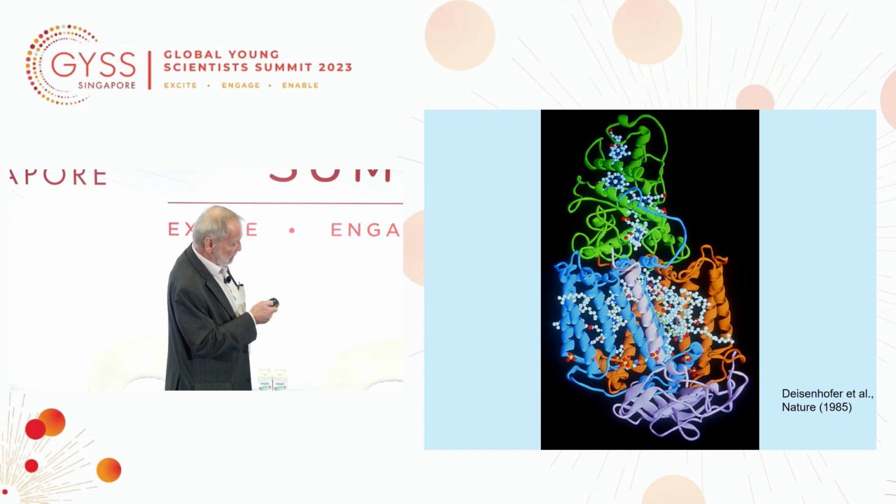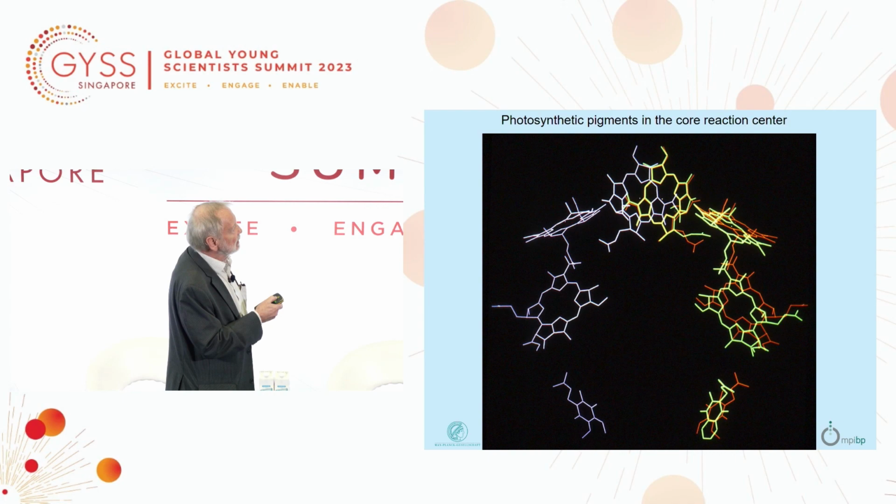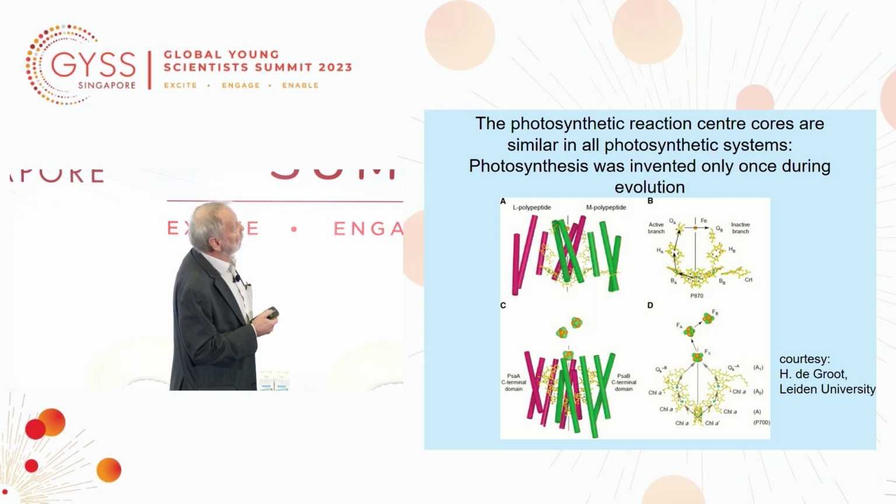If we look at the photosynthetic pigments, we have here the primary electron donor, also called the special pair. When it gets excited, an electron leaves the donor, jumps onto bacterial chlorophyll, then onto a bacterial pheophytin, then onto the first quinone, and then onto the second quinone. This other branch is not used for electron transfer, maybe used for light harvesting, but it's still there. Evolution did not get rid of it. And we find this theme in all photosynthetic reaction center cores.